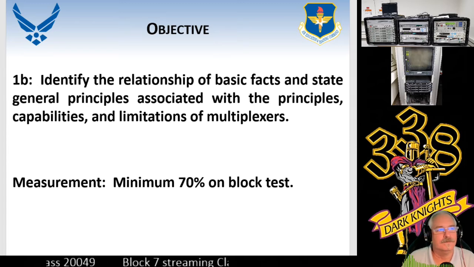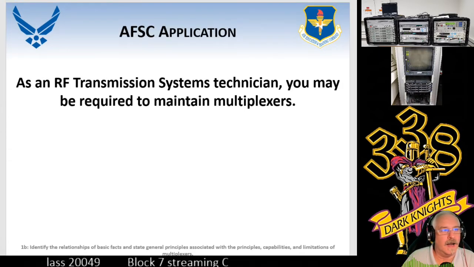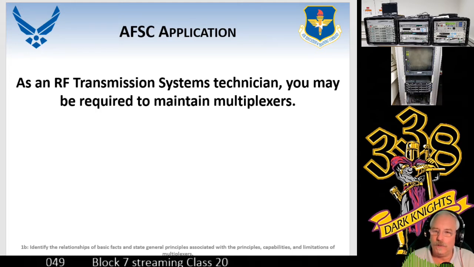Let's do it. Okay. Identify the relationship of basic facts, state general principles associated with the principles, capabilities, limitations of multiplexers. Just remember, you got to get a 70% on the test. What does that mean? It means that you can only miss 12 out of the 40. Get that 70. We're going to be looking at the AFSC applications. The bottom line is you will have to touch a multiplexer. You're going to be doing it with the NSM50 for the next couple days.